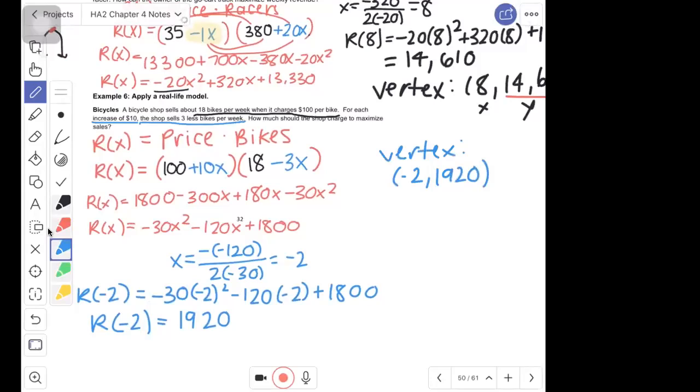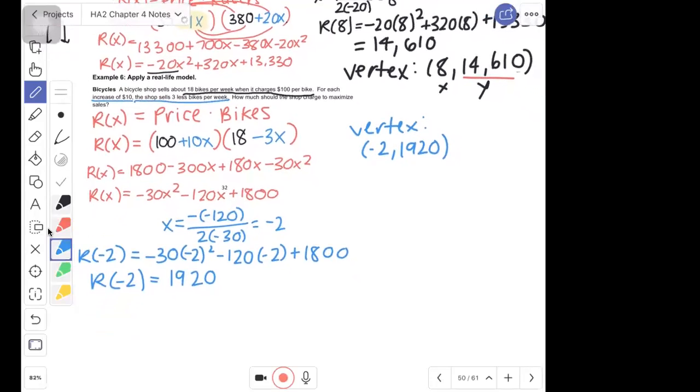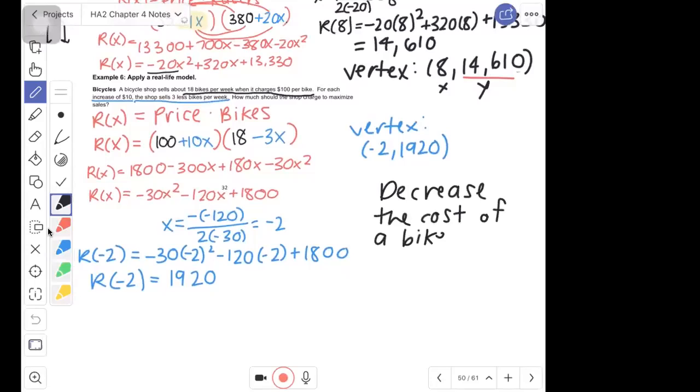Jaden, does that mean you're going to have to reduce it? Yes, exactly. How much should we reduce it by? Think about what it's being multiplied by. Should it be $20 if you plug it in with that 10? Exactly. So we should decrease the cost of a bike by $20 to increase or to maximize our revenue.